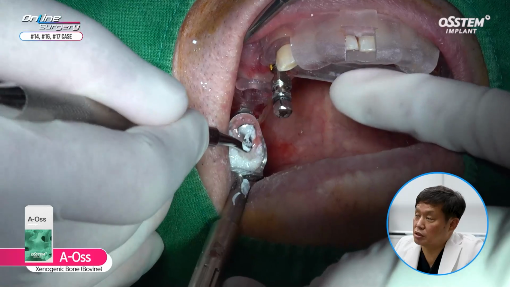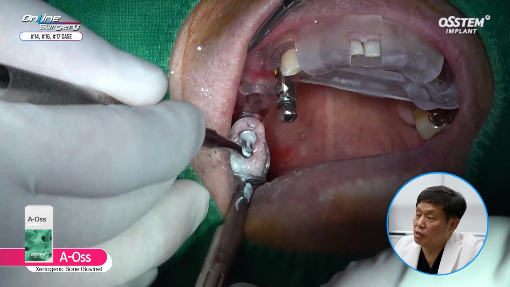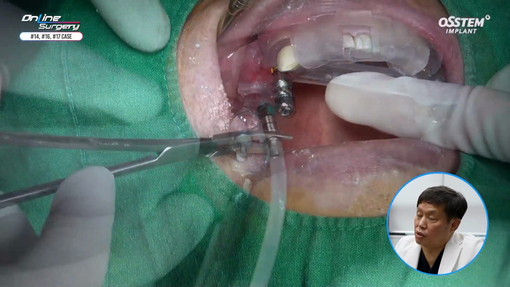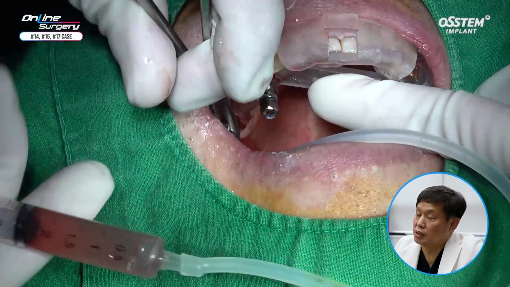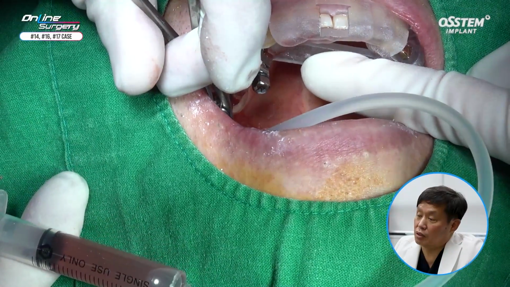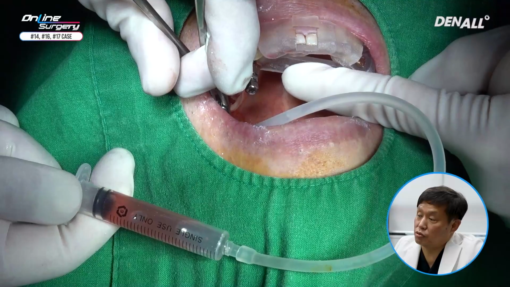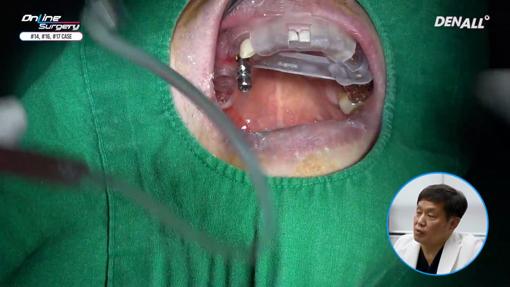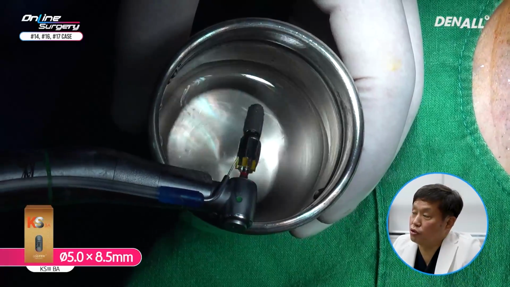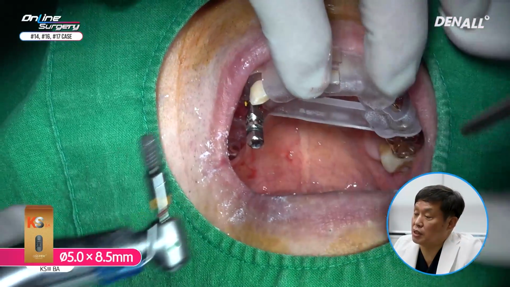AOS graft material was used with bone carrier. Bone condenser was used. Bone graft was done using crystal approach. You can check negative pressure once again and confirm there's no sinus membrane damage. By doing this, the graft material will be concentrated.